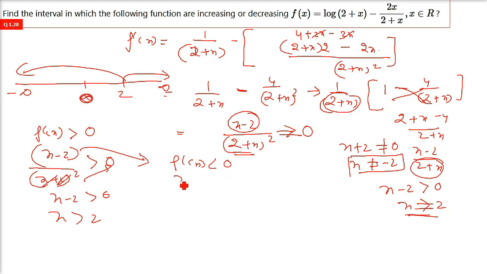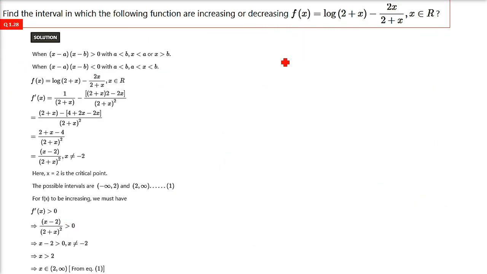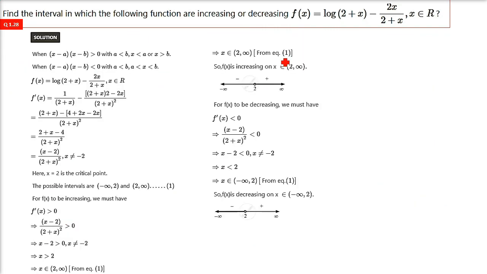How about f dash x less than 0? x minus 2 over x plus 2 square less than 0. So x minus 2 should be less than 0, so x should be less than 2. So x greater than 2 is from 2 to infinity, and x less than 2 means negative infinity to 2. So it is increasing in the 2 to infinity interval, and decreasing in the negative infinity to 2 interval. This is the whole scenario here, and this is the reference which you can follow.